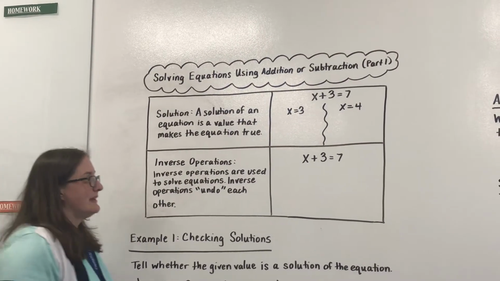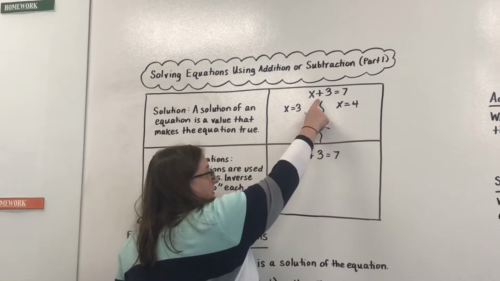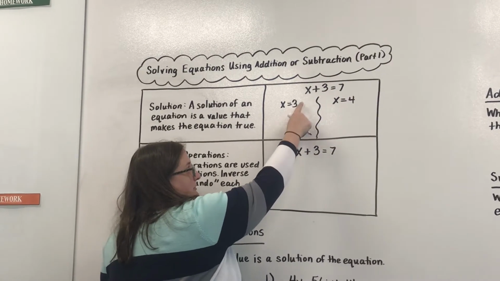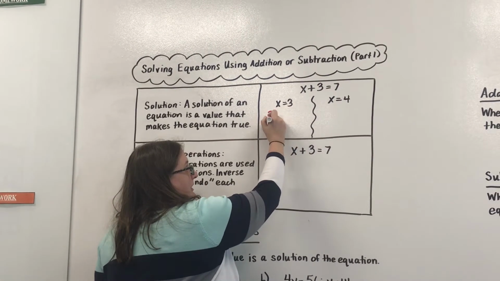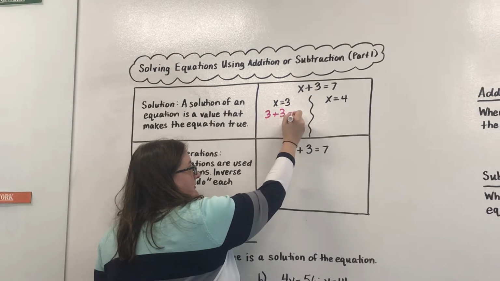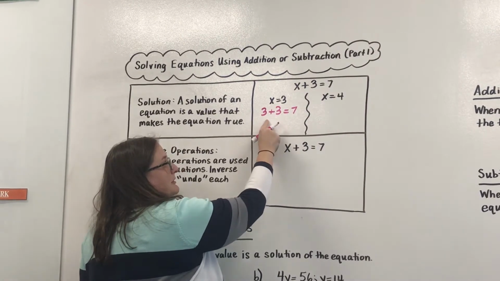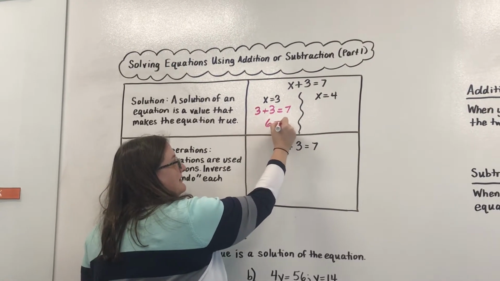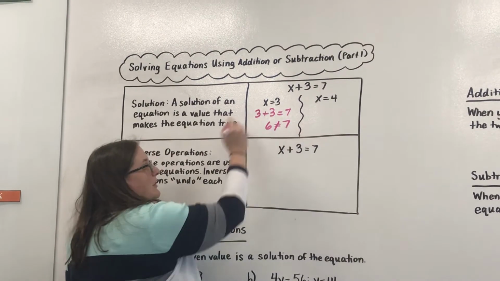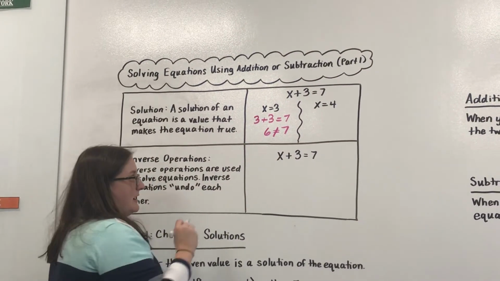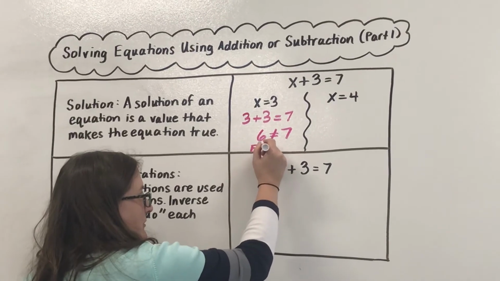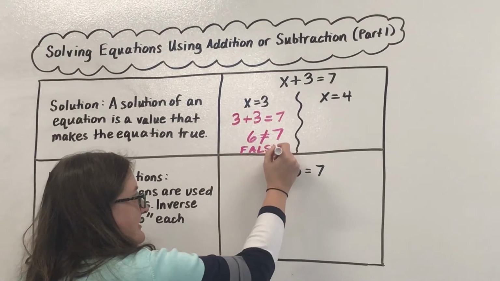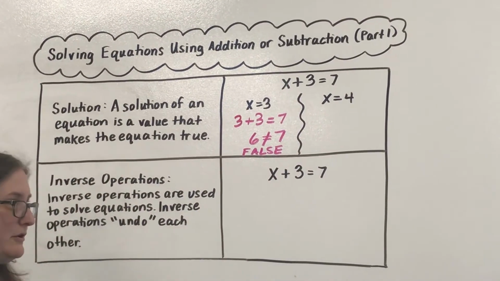So if I look at this example, x plus 3 equals 7, I can try plugging in 3 for x. 3 plus 3 equals 7? Well, if I actually do 3 plus 3, it equals 6. It is not equal to 7. So this value would not make our equation true. It makes our equation false. So this is not a solution for our equation.